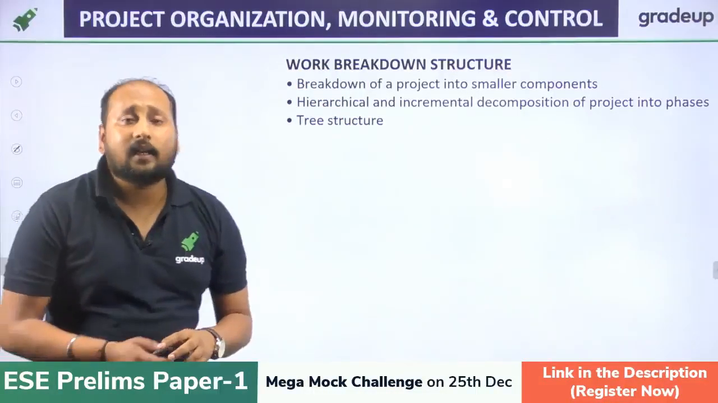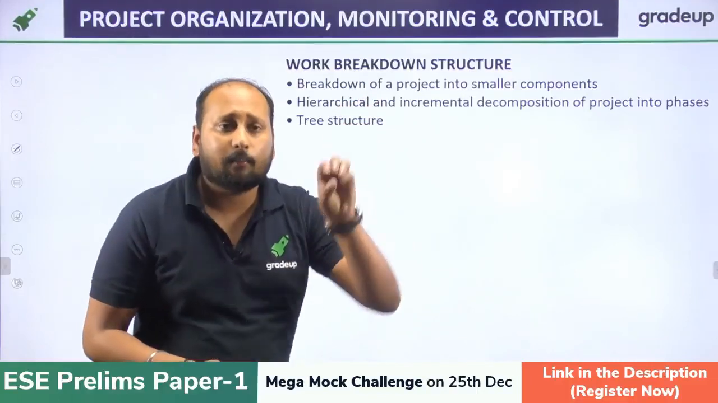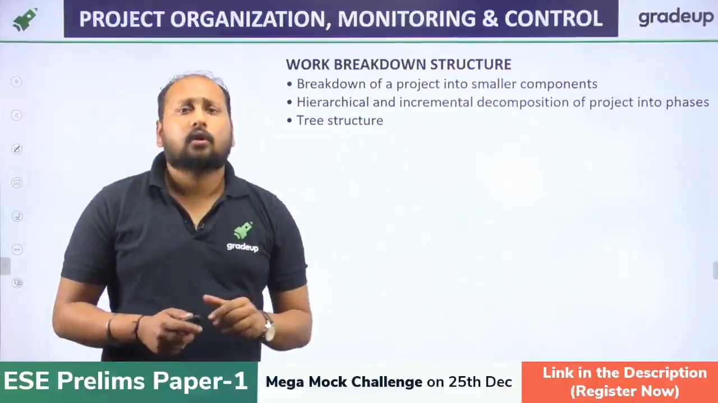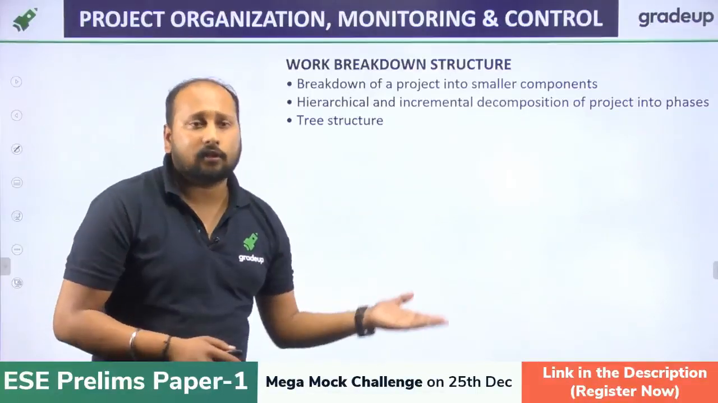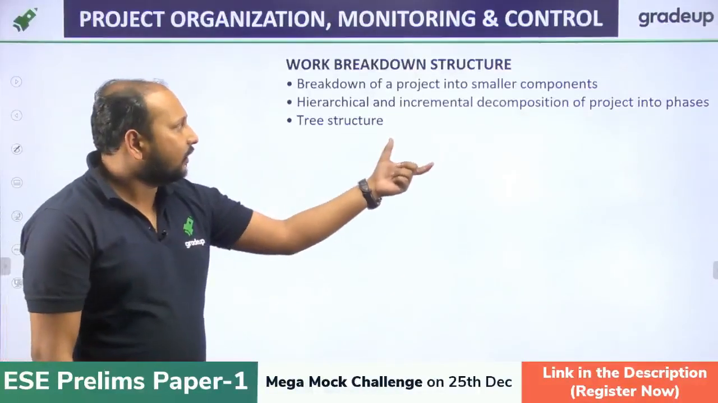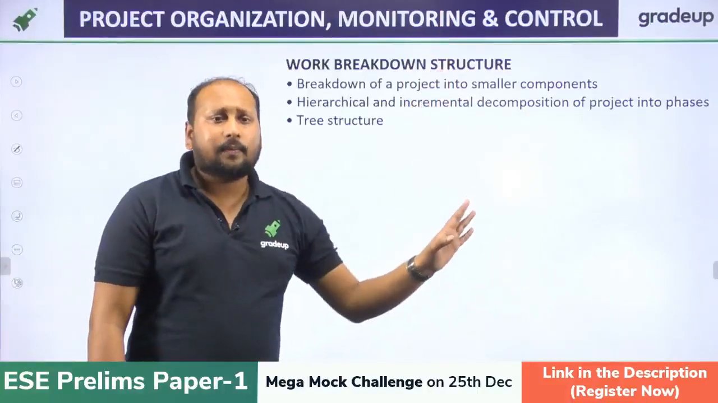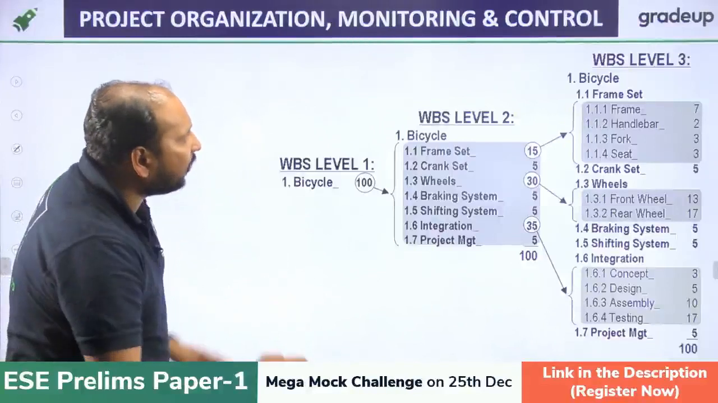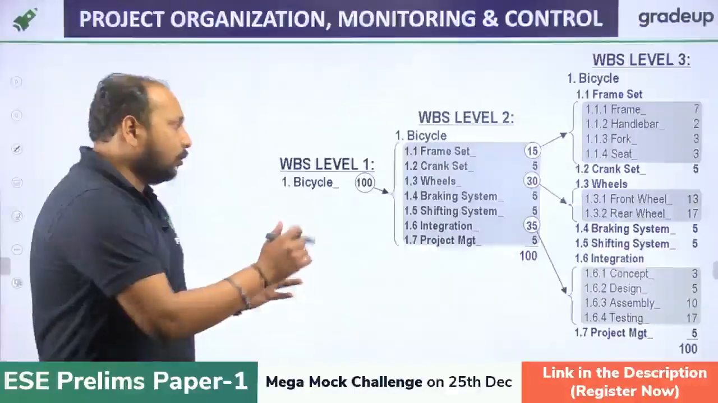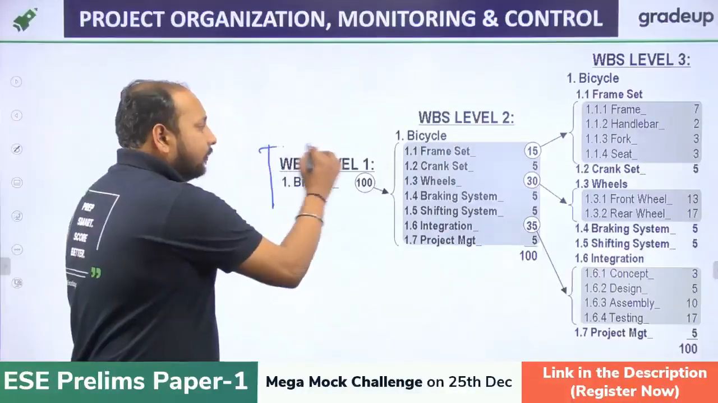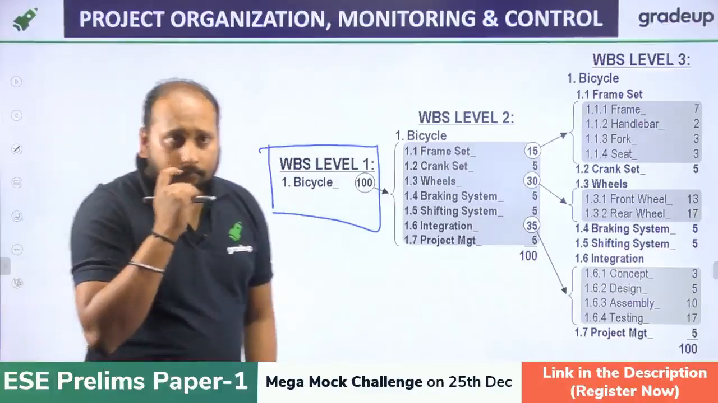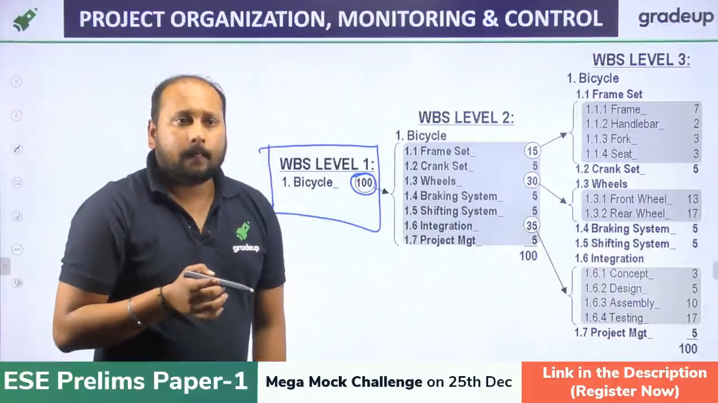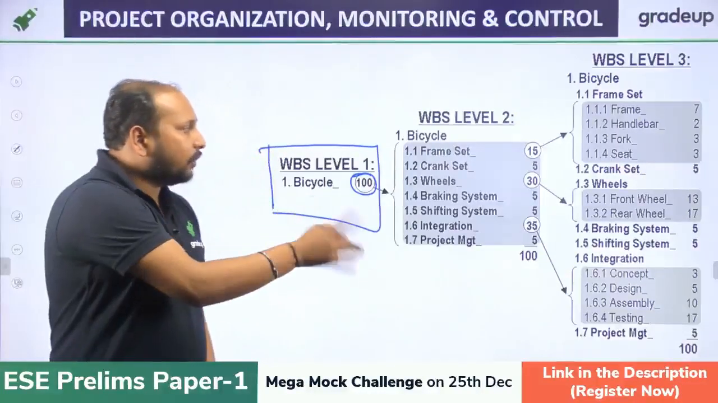WBS is basically the breakdown of the project into different smaller components, so that we'll have good quality and control checks, and from the cost point of view we'll have an effective cost. Fine. It is a tree-like structure, where a hierarchy is given. I have taken one example, and by using this example I will tell you what WBS is. For example, you are manufacturing a bicycle, and in this bicycle, 100 components are defined.